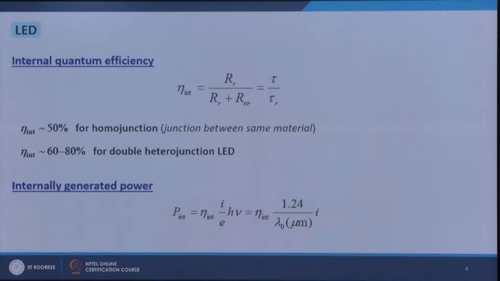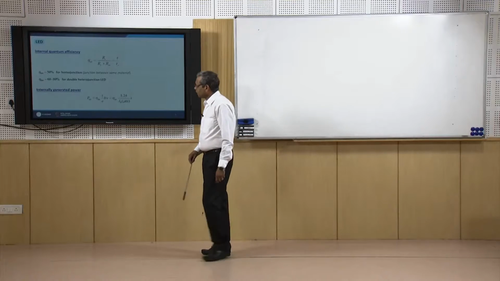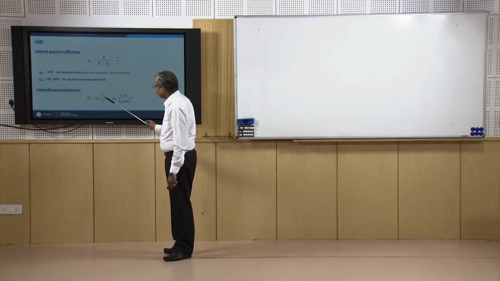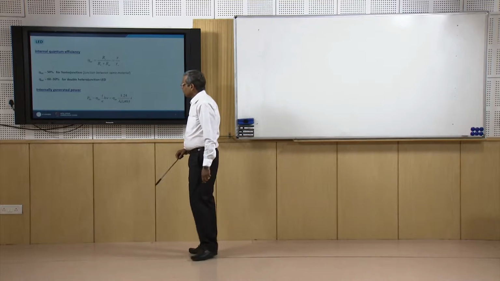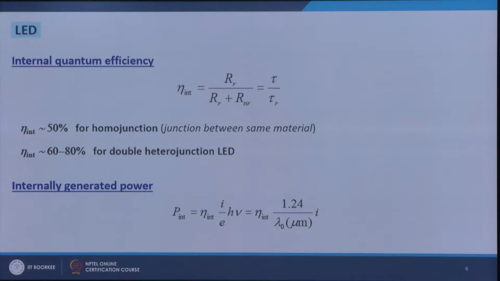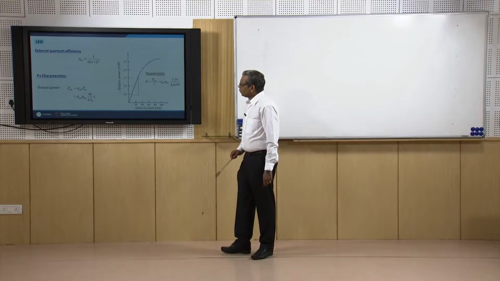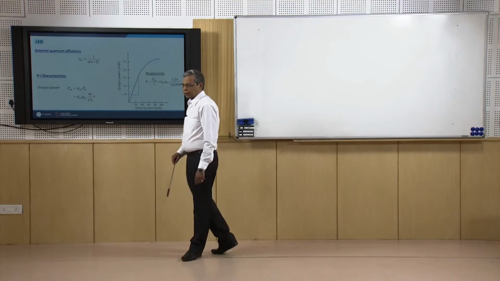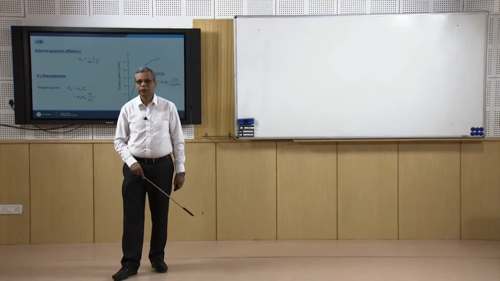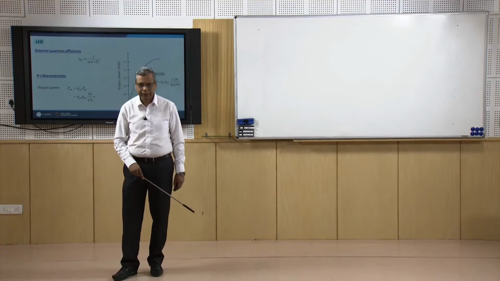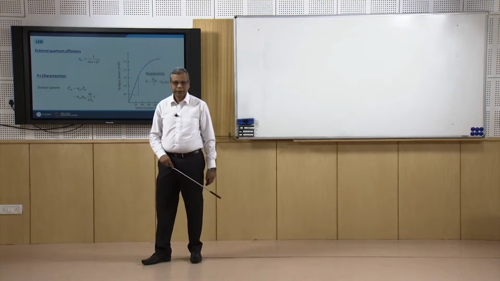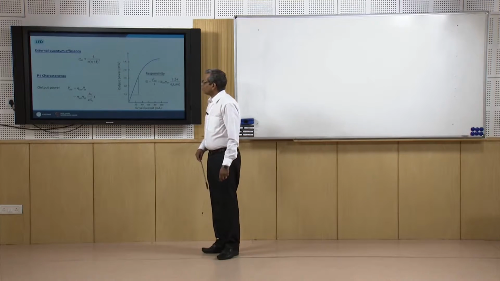The power which is generated inside the device is given by eta internal times I over e times h nu, which can be represented as eta internal times 1.24 over lambda naught, where lambda naught is in micrometer, times I. So, this is the internally generated power, but not all of it comes out of the device, primarily because of the index contrast between the semiconductor material and the outside medium, which is air.